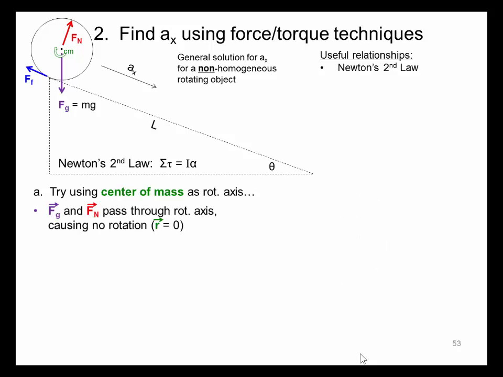So if we look at this, we see that our gravitational force and our normal force pass through the rotational axis, and so they are directly at the axis, and there is no moment arm through there. There's no radius separating them from the axis, and so those will cause no rotation. And if you need a refresher on this, you should go back and look at the video where I summarize how torques work on objects.